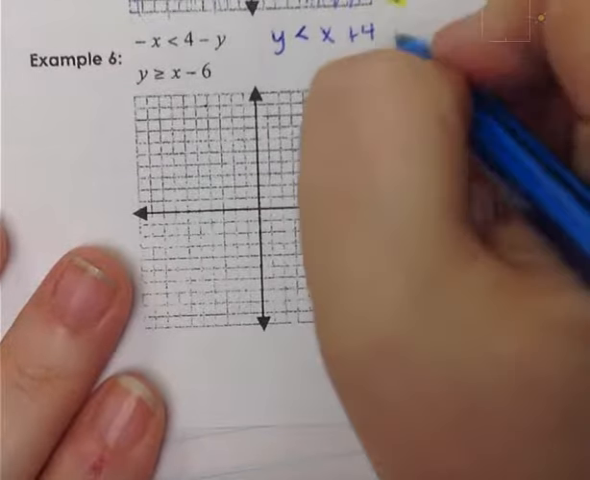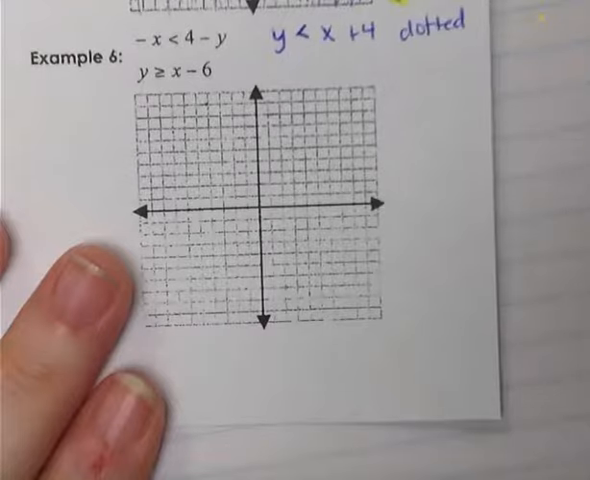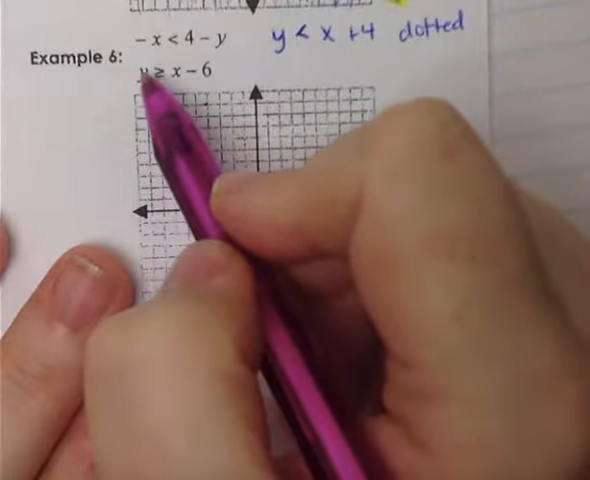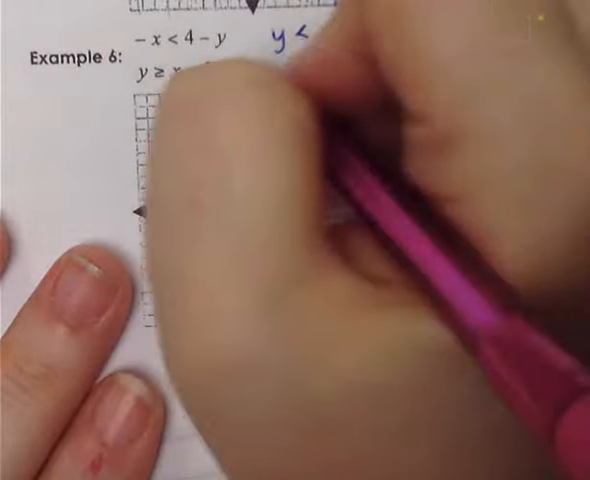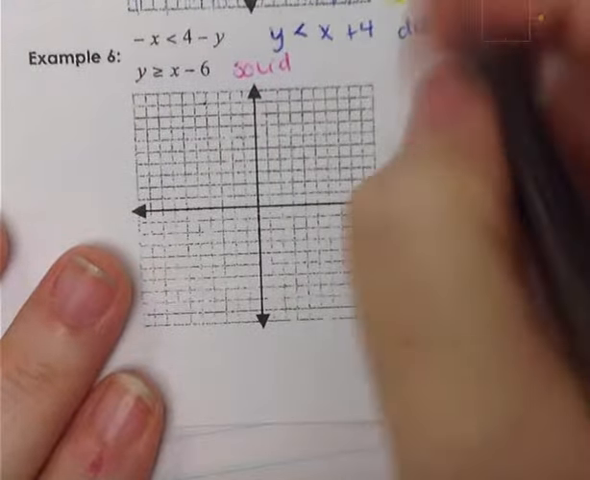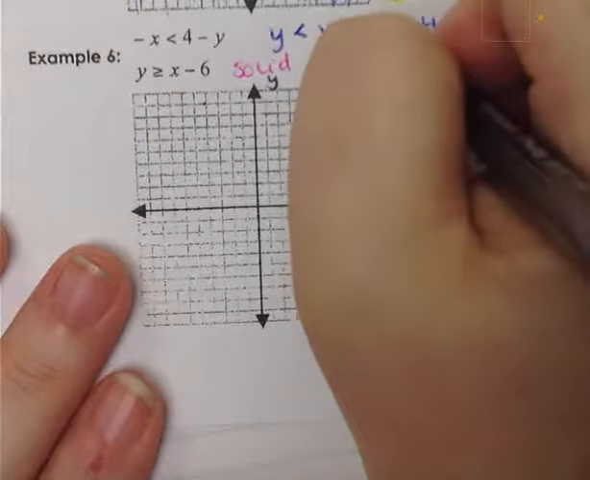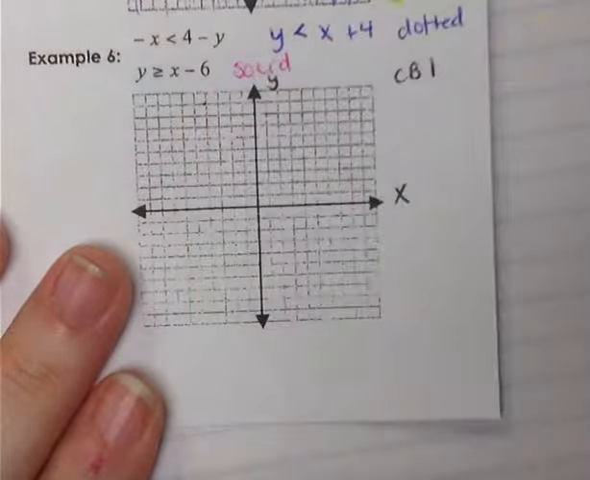This will be a dotted line. And for the pink, it is in slope-intercept form, this is going to be a solid line. Let's put our x and y axis. And we're going to count by ones, because these are all kind of small numbers.